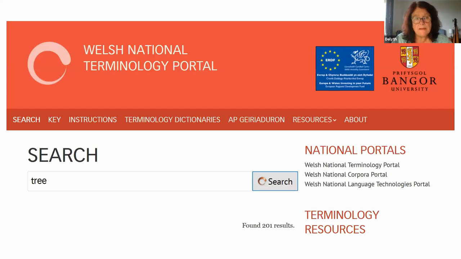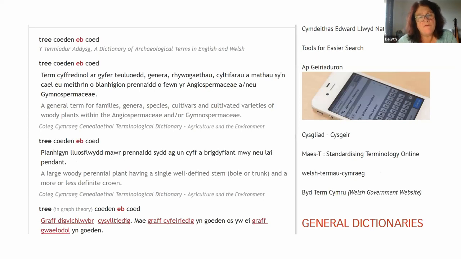And you can see a very simple search interface there. I've just typed in the word tree. So then you click search and let's see what happens. Here are some of the results we've had for tree from many different dictionaries. You see the Termiadur Addysg, the school dictionary, at the top, together with an archaeological dictionary. And then underneath there are some dictionaries from the Coleg Cymraeg, that's the Welsh National College, Welsh Medium Teaching across all the Welsh universities. And in those dictionaries we have definitions as well, elaborated definitions. And right down at the bottom there you'll see tree in graph theory, which is another totally different concept.